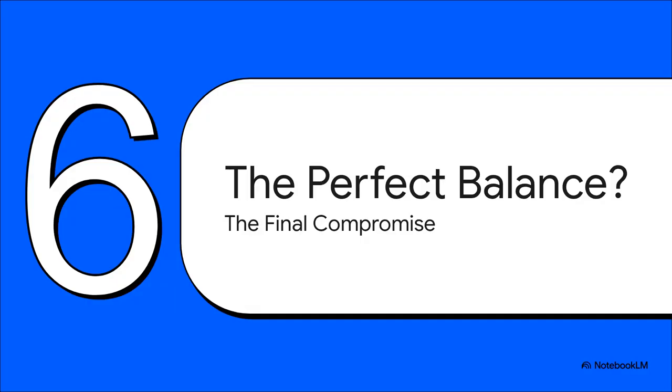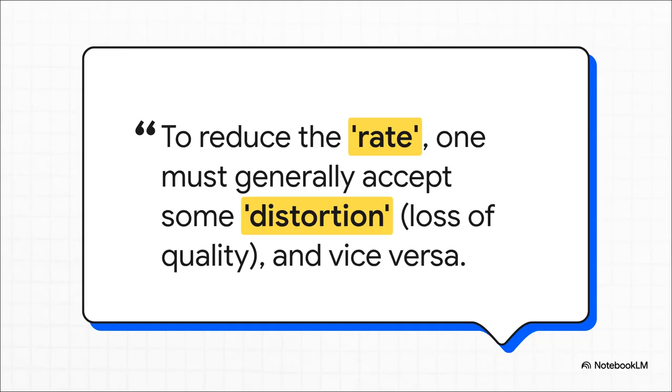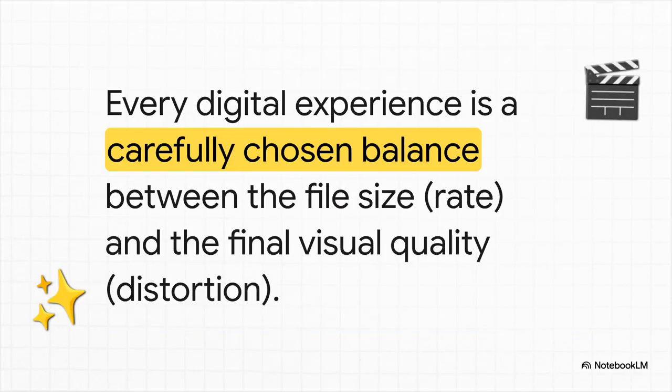Which brings us right back to the central theme of this whole thing, that constant, endless search for the perfect balance. This says it all, really. It is the fundamental law of digital information. You just can't have it both ways. If you want to make a file smaller and faster, you have to accept some loss in quality. And if you want perfect, flawless quality, you have to accept a gigantic file. Period.